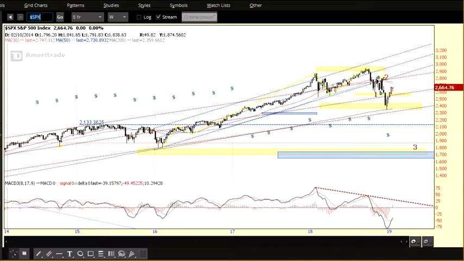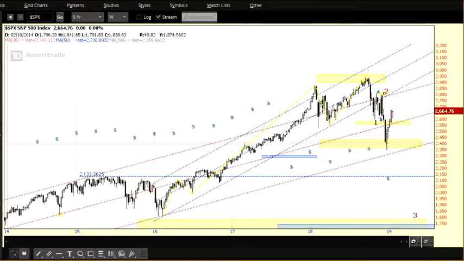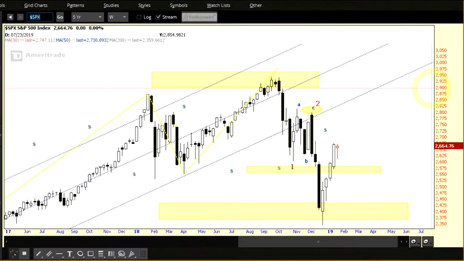If I can find it, there it is. And we're just going to look at price right now, so it's a little easier to see the movements and everything.